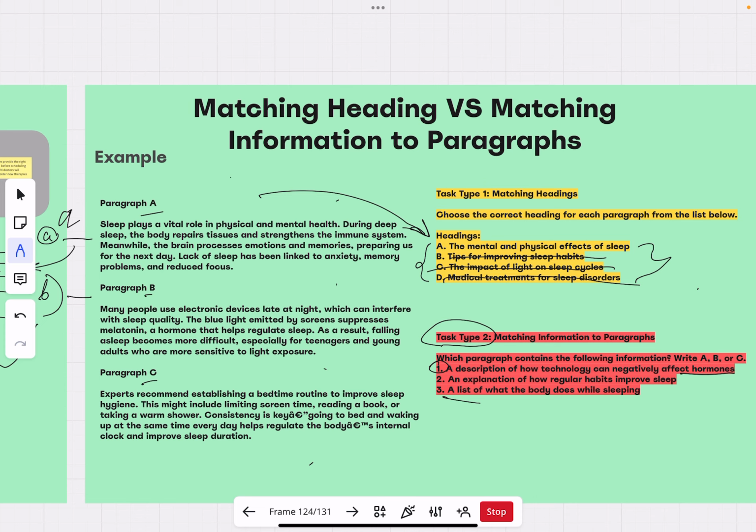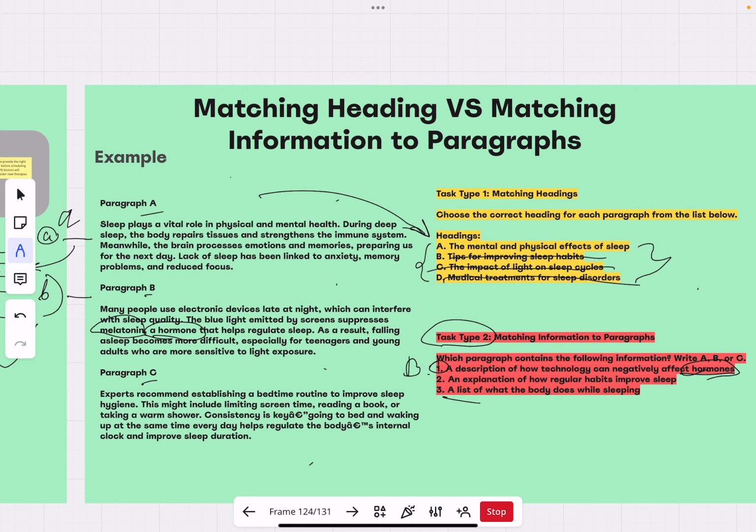Electronic devices late at night can interfere with sleep quality. The blue light emitted by screens suppresses melatonin, a hormone that helps regulate sleep. So this is talking about hormones, right? Melatonin is a type of hormone. It means the first information is taken from B. You got it?